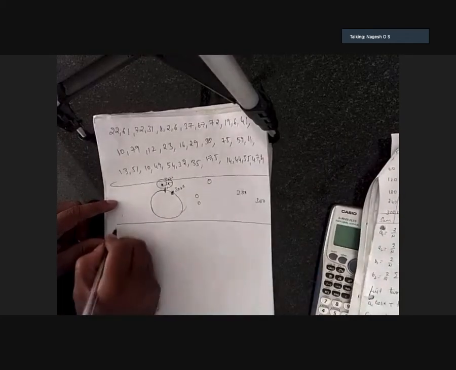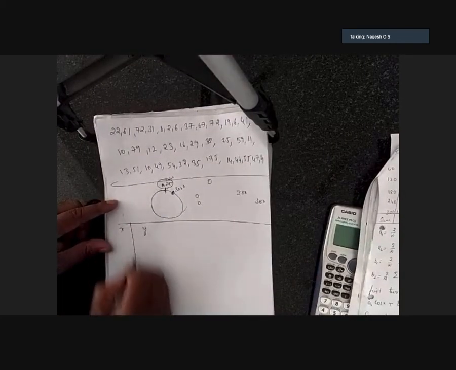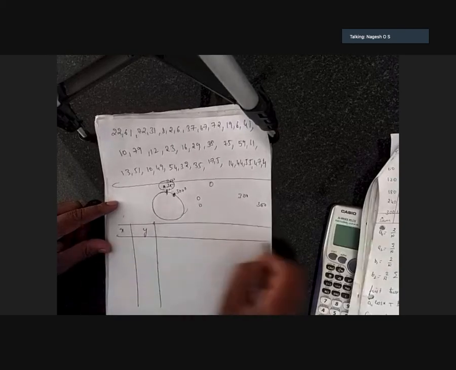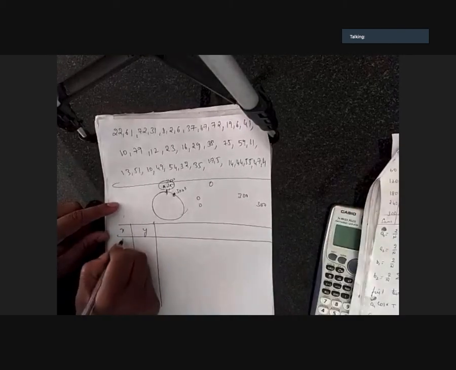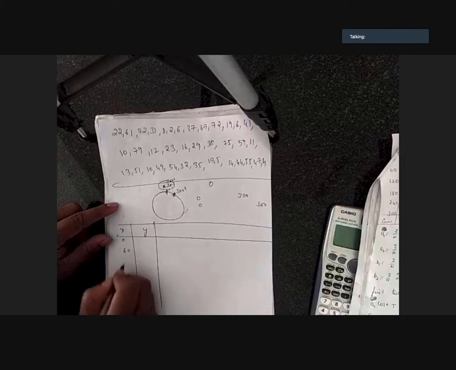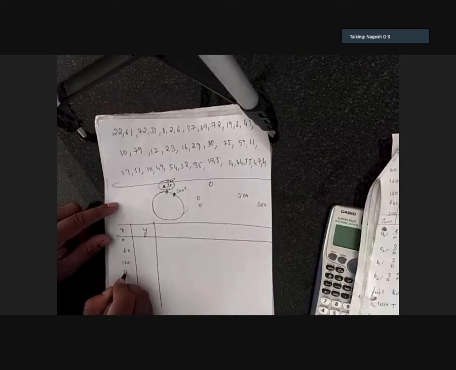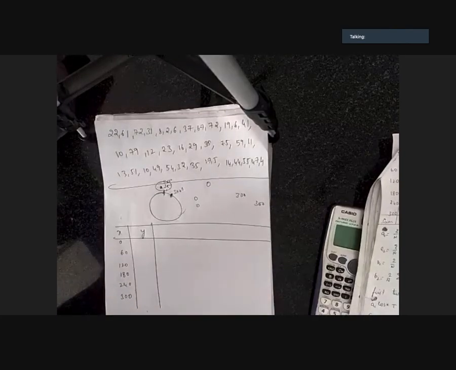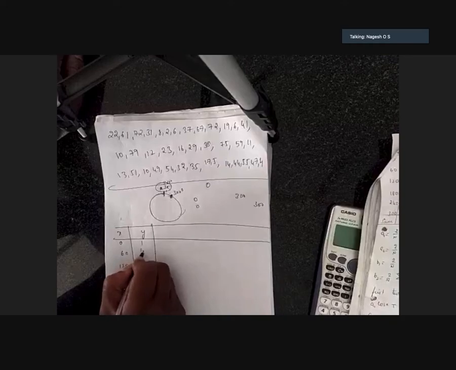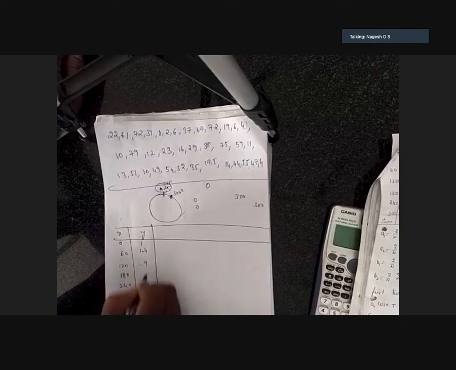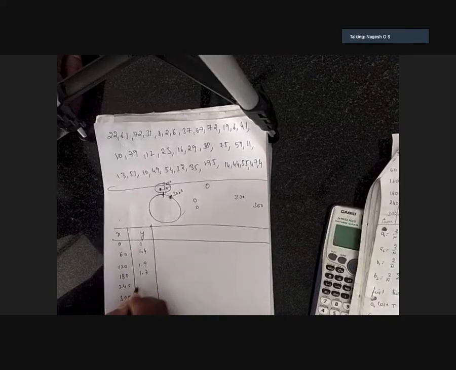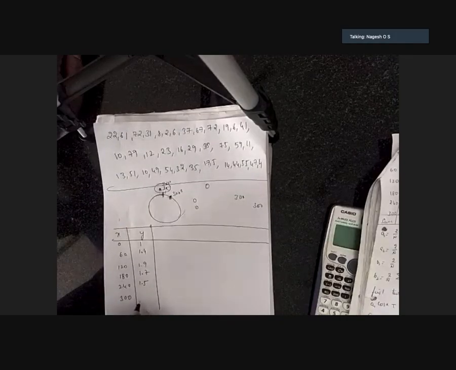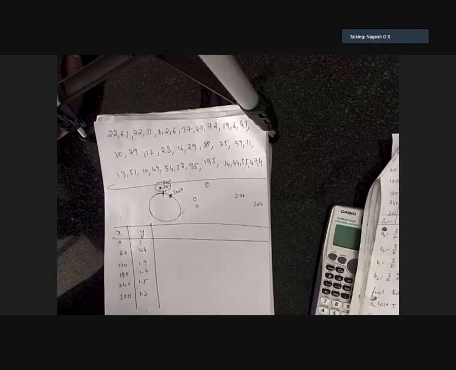Okay, for that we'll construct the table. We'll write x value and y value. x value: 0, 60, 120, 180, 240, 300, and y value: 1, 1.4, 1.9, 1.7, 1.5, and 1.2.